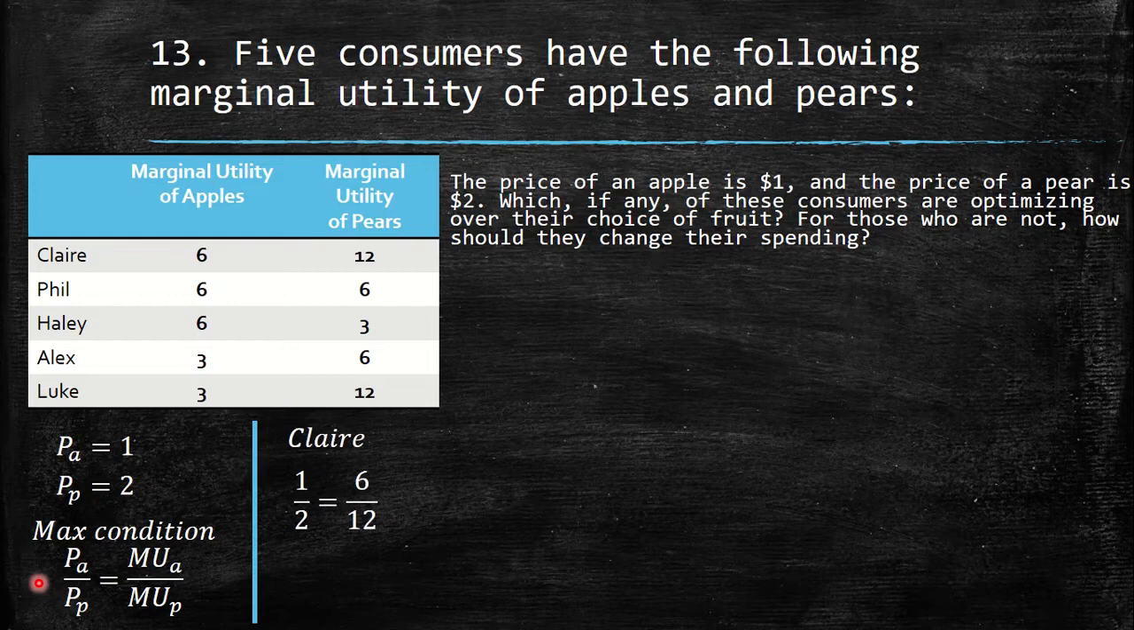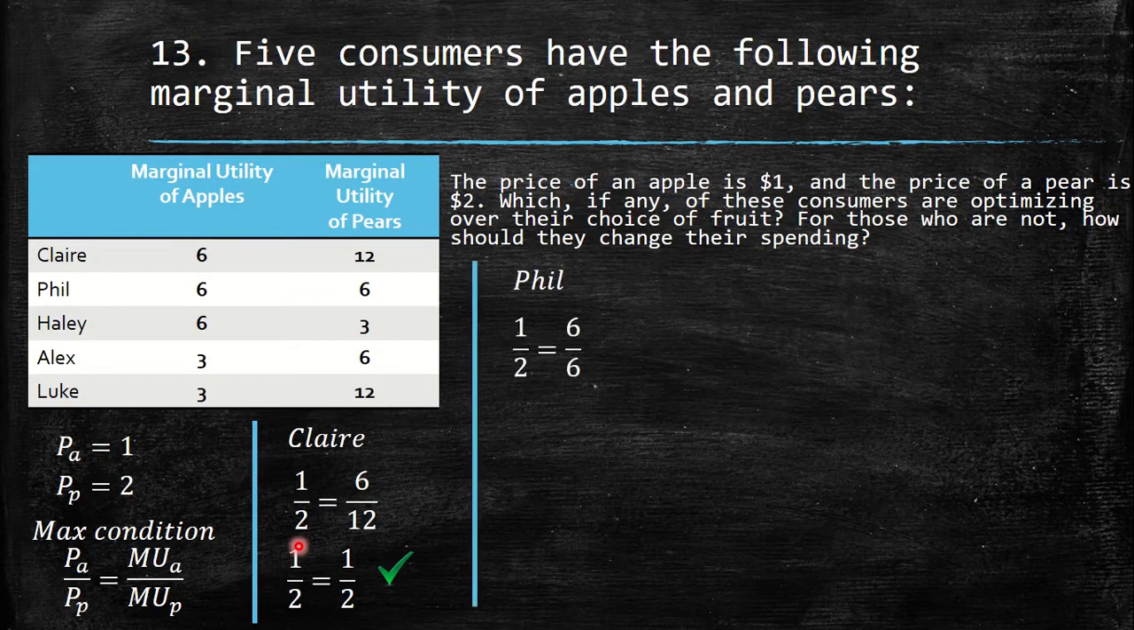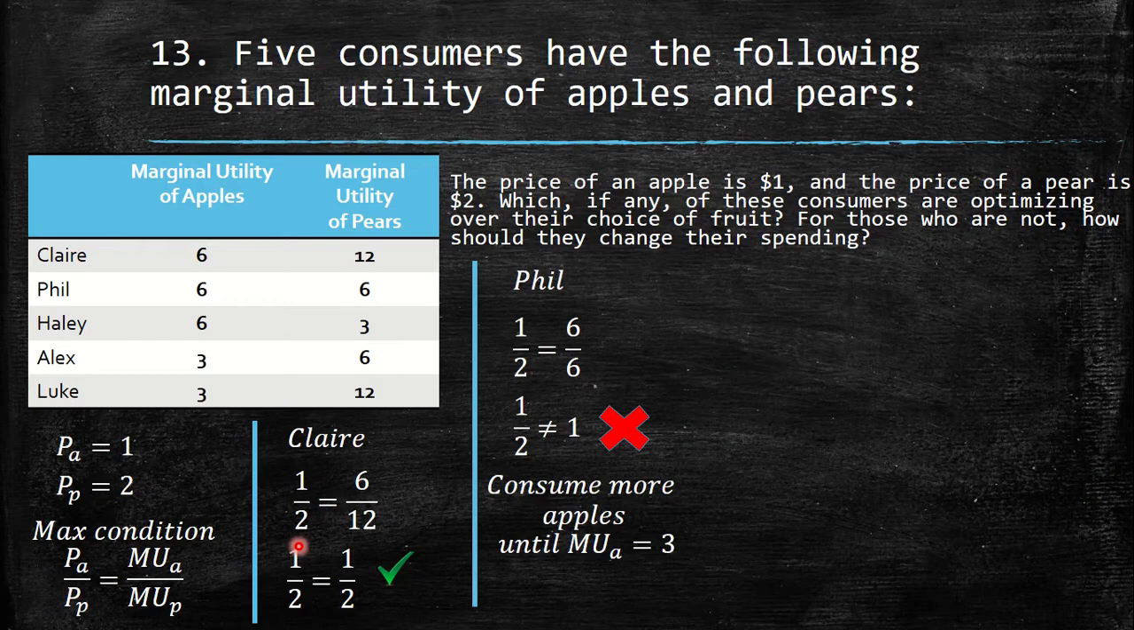So here we have Claire: 1 over 2 and then 6 over 12. Naturally, this is exactly the same. So I would say that they are maximizing. Claire is okay. Phil is 1 over 2 versus 6 over 6. Then 1 over 2 is different to 1. What should be done to maximize? Then he can consume more apples. Naturally, because of diminishing marginal utility, this marginal utility should decrease. So for this reason, the ideal should be 3.